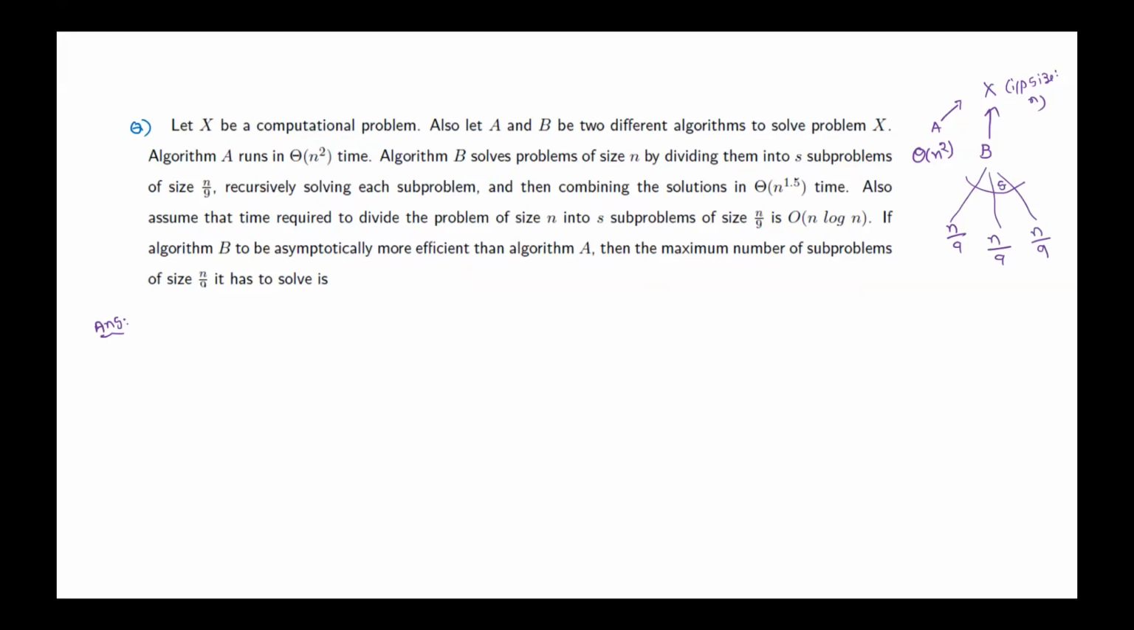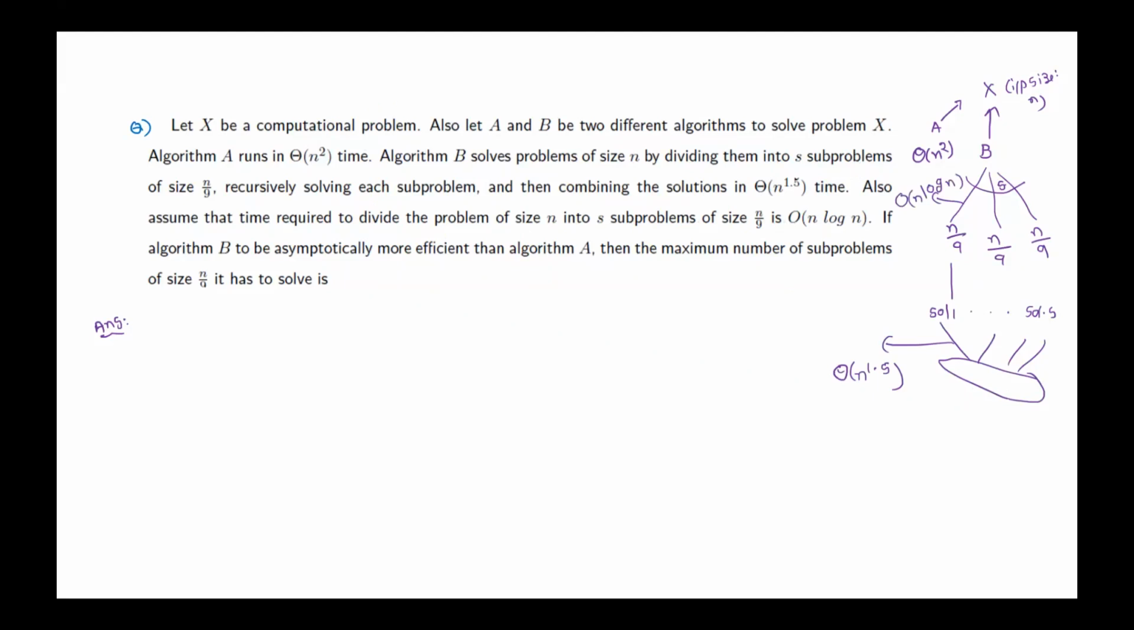And combining the solutions, so after that we will get solution 1 up to solution S. We are combining, how much does it take? The combining part takes theta of n power 1.5. What else is given? Also assume that the time required to divide the problem of size n into S subproblems of size n by 9 is big O of n log n. In order to divide this, the amount of work we are doing is big O of n log n.